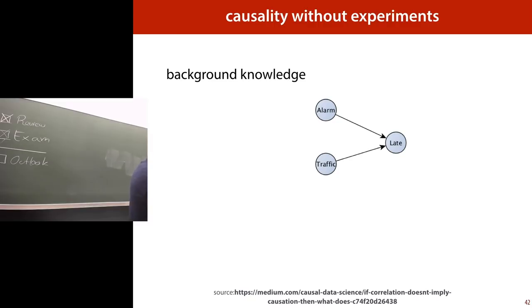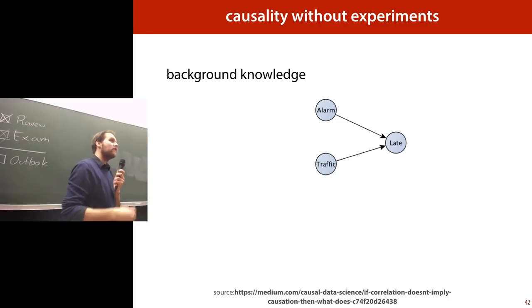And using this kind of model, if I know this to be true, I can make inferences about causality. Because basically what this says is that there is no known causal link between the alarm and the traffic. There is no way in which there being traffic causes my alarm to fail, or my alarm failing causes there to be traffic. So there's no link here, and we can use that in our inference.